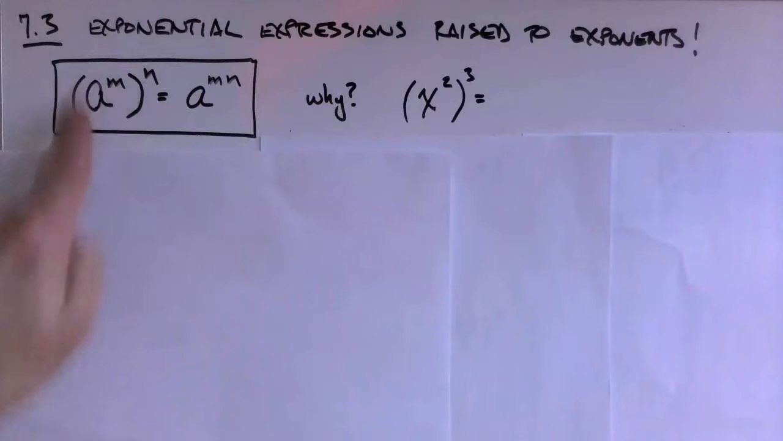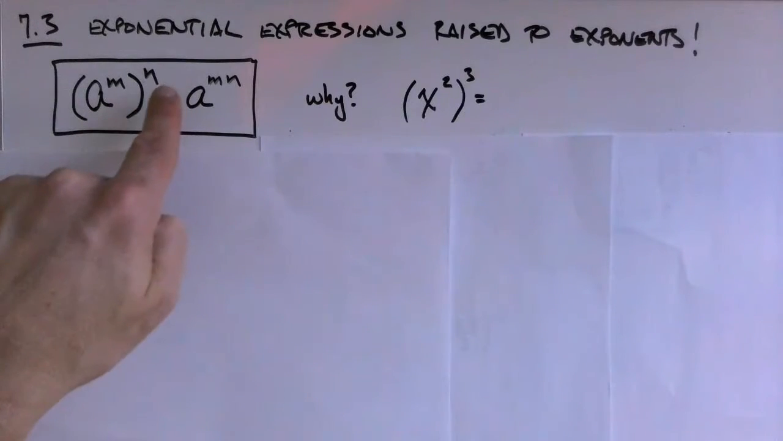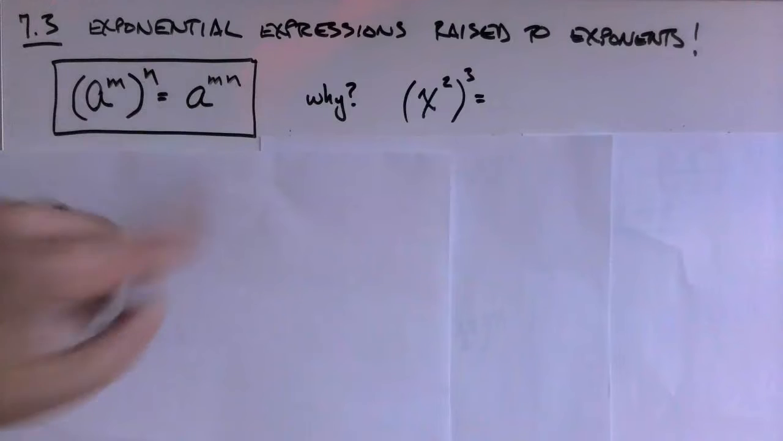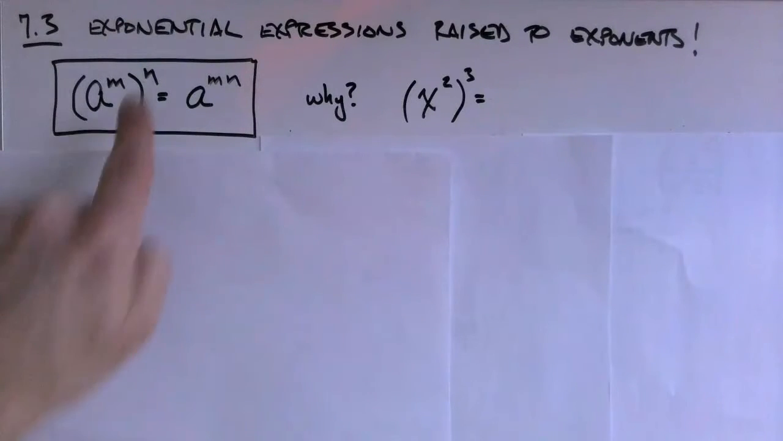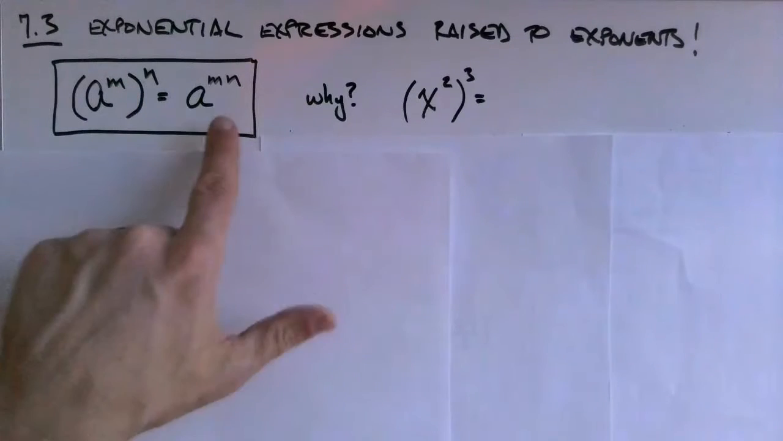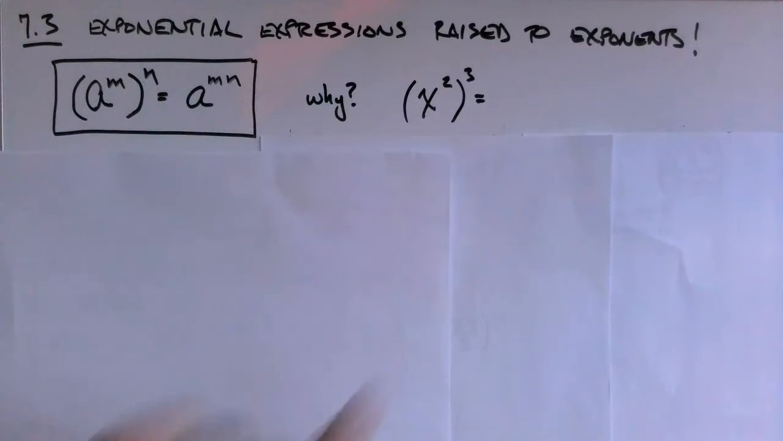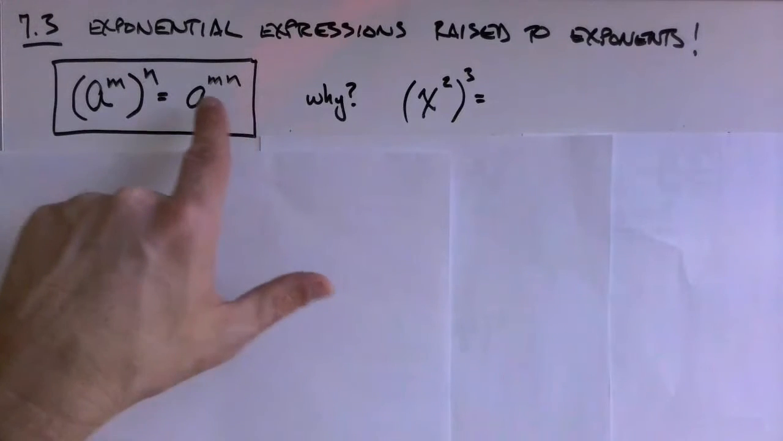If you have an exponential expression, we'll say a to the m, but around it in parentheses, you then raise it to another exponent. So sometimes we call these exponents raised to exponents. What is the rule? Well, the rule is you just multiply your exponents. Now, it's really easy to confuse this section with 7.2, where when you're multiplying and your bases are the same, you add your exponents. But in this section, you multiply your exponents.